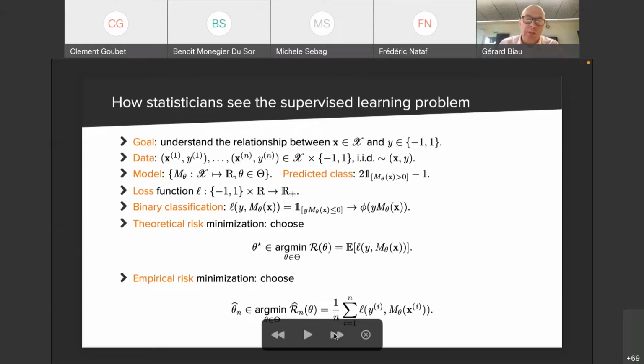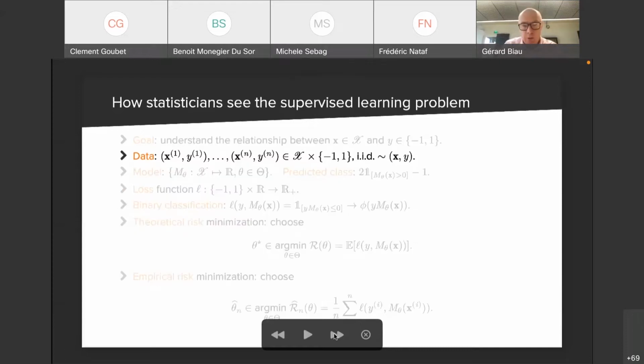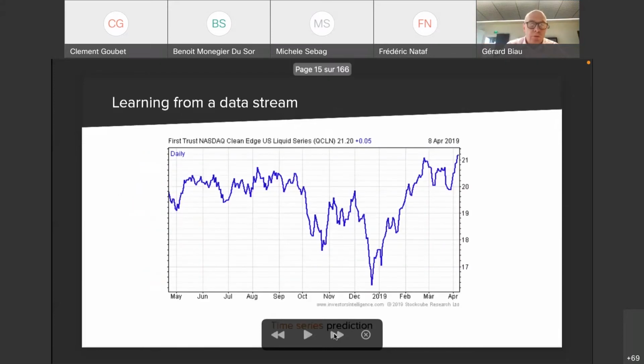framework of statistical learning. And of course, then everything depends on the type of data you are using or the type of model you are implementing. And in this talk, we will use a very particular type of data. This data will have a temporal flavor. So the type of applications we are after is typically time series prediction. So one data is a temporal data.